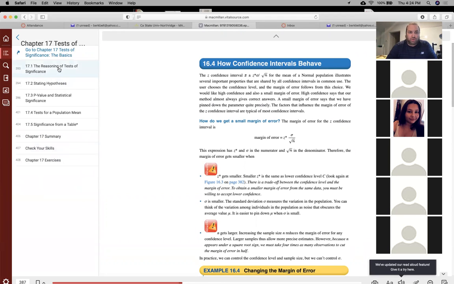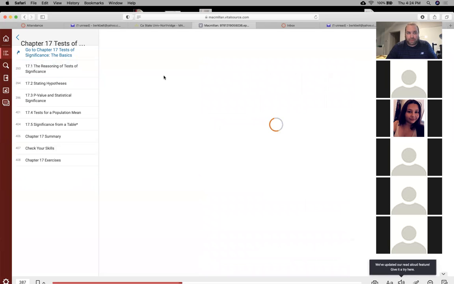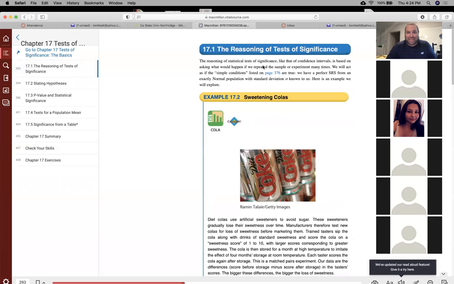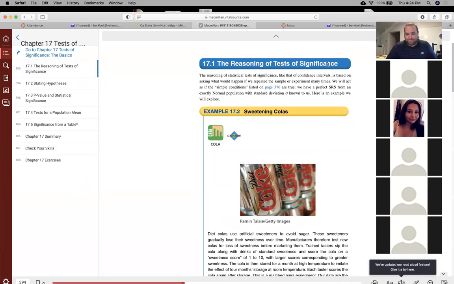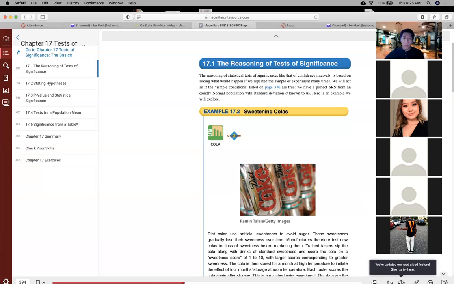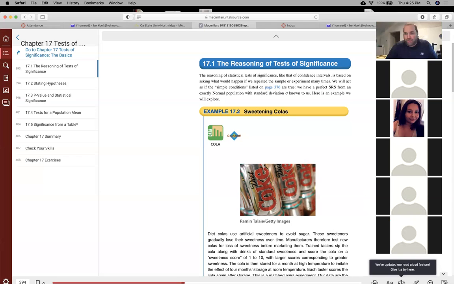So let's move on to chapter 17, which is the basics of tests of significance, also called hypothesis testing. Hypothesis testing is a little more challenging than confidence intervals. Gives people a lot of conniptions. I can imagine getting a lot of texts where confidence intervals are okay, but hypothesis testing is going to destroy you, things of that nature. So let's talk about what a hypothesis test is.